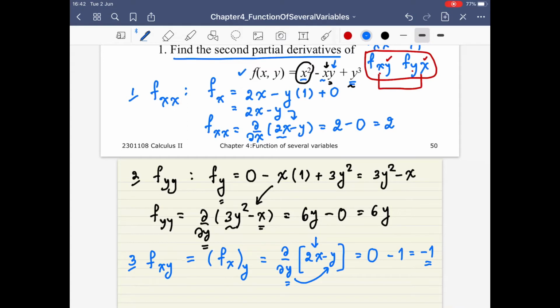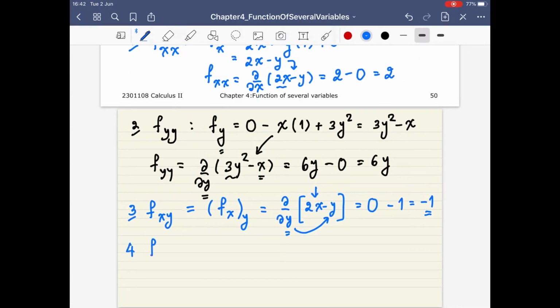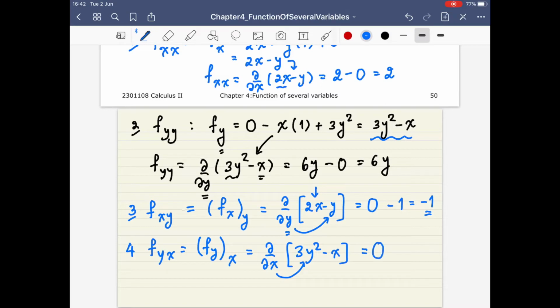How about f sub yx? F sub yx, actually f sub y first, and then further derivative with respect to x. So where is your f sub y? Right here, right? So you just plug in your f sub y into this one, and then you find a derivative with respect to x. The first term, you got a y, which is a constant in this context, so you have 0. The second term, you have a derivative of x with respect to x, so you got -1.